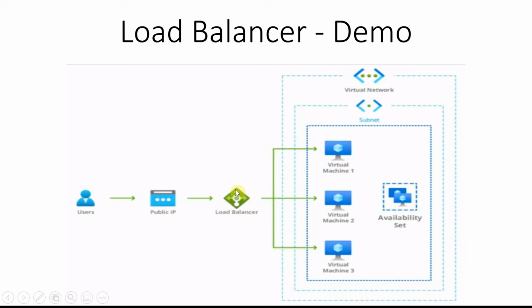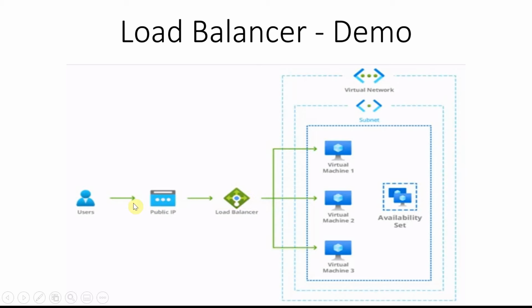Now the load balancer will have a public IP, but these two VMs will not have a public IP. Basically, these two will have only private IPs. I created a load balancer and linked these two VMs to it, and I associated a public IP to this load balancer.